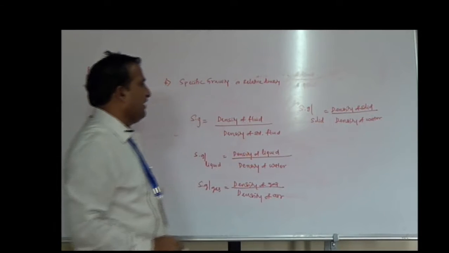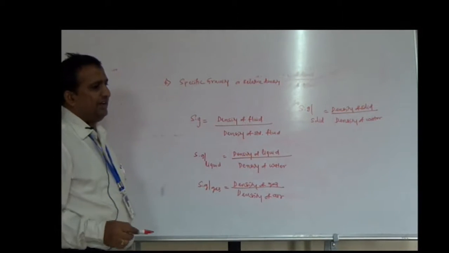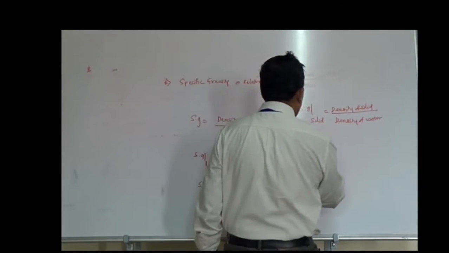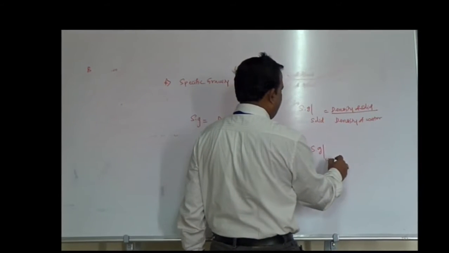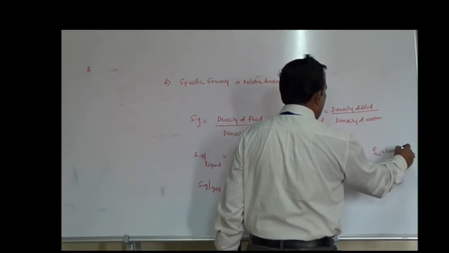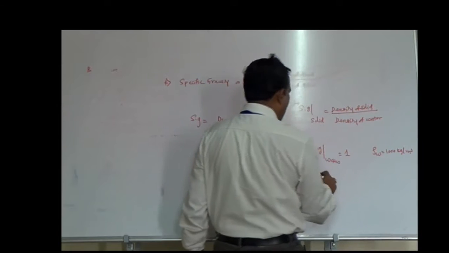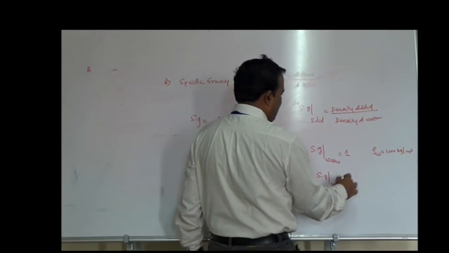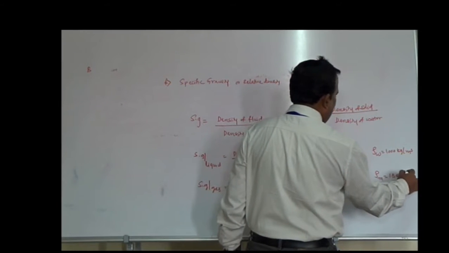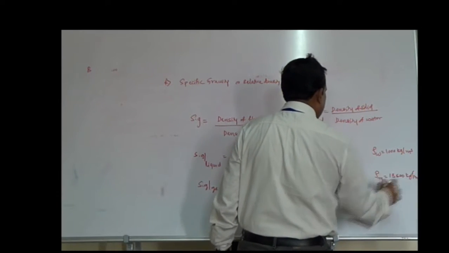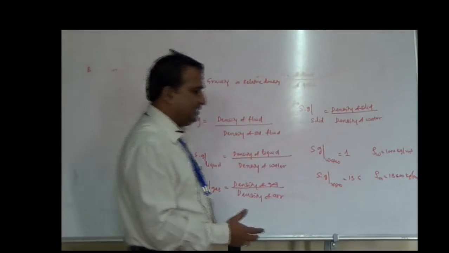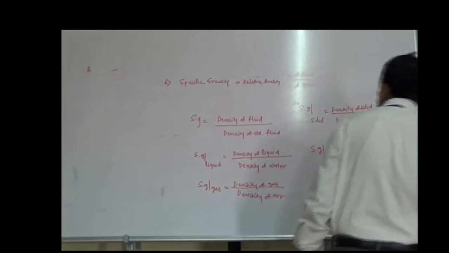So, like this we will find the specific gravity, especially in liquids. For example, the specific gravity of water is 1, because the density of water is 1000 kg per meter cube. Like this, the specific gravity of mercury is 13.6, since the density of mercury is 13,600 kg per meter cube. Okay. So, we have quickly seen the basic properties.